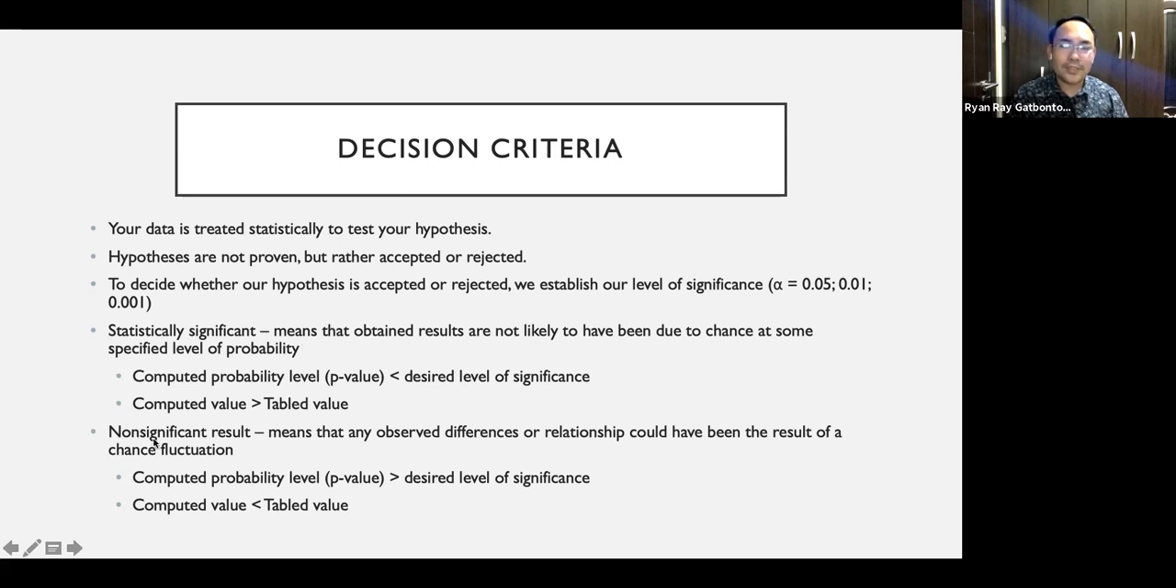Now, when we say your results are not significant, it means that any observed differences or relationships could have been the result of chance fluctuation only. So if your p-value, or the sig value that you get from SPSS, is greater than the desired level of significance, then your results are not significant. And if your computed value is less than the tabular value, then we say that your results are not significant and may be brought only by chance fluctuation.